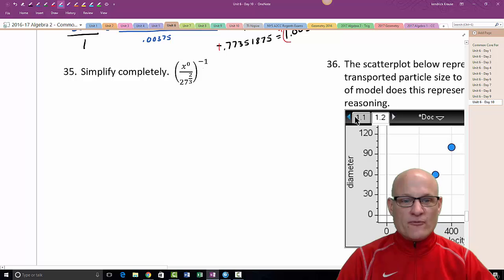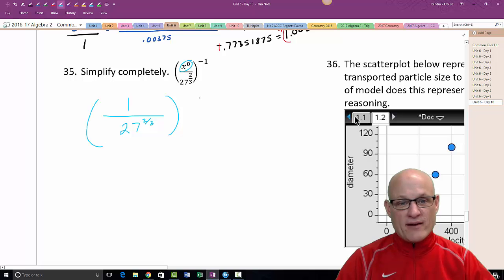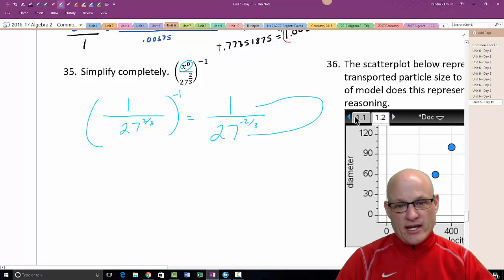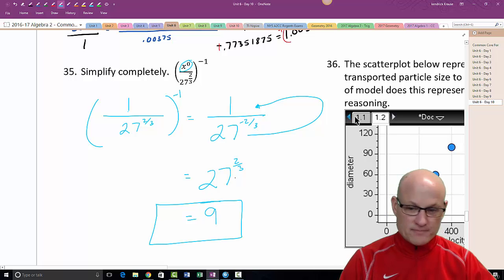All right, simplify. Well, first of all, anything to the 0 power is 1. So this becomes 1/27 to the 2/3 power. Now, when we have exponents raised to exponents, we multiply them. Well, 1 to any power is just 1. So this becomes 1/27 to the negative 2/3. Well, wait a second. That is negative, so it flips because it's got a negative exponent. So it really becomes 27 to the 2/3 power. And if you type that in your calculator, believe it or not, the answer is 9. It's kind of a silly question.